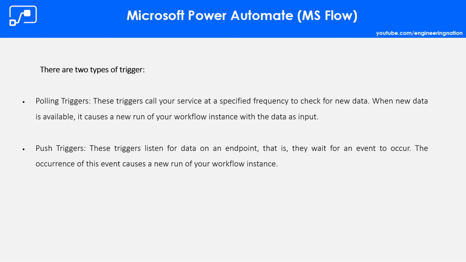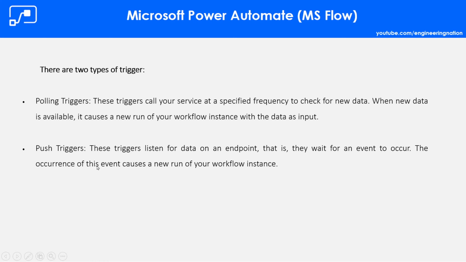There are two types of trigger: one is the polling trigger and the second is the push trigger. Polling triggers call your service at a specific frequency to check for new data. When new data is available, it starts a new run of your workflow instance with the data as input. So in a polling trigger, the trigger continuously checks for new data in the data source, and whenever new data is found, it runs your workflow. This is called a polling trigger.